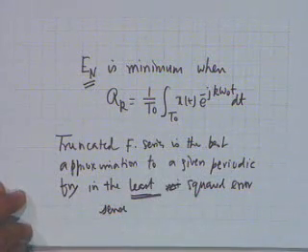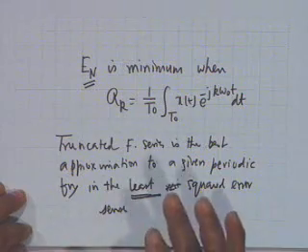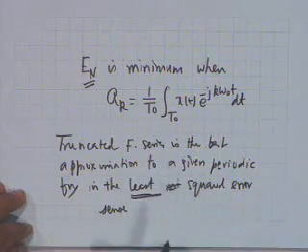Truncated Fourier series is the best approximation, and this is one of the reasons why, you remember, Lord Kelvin said about Fourier series that it is a piece of mathematical poetry. Fourier did not anticipate that this would be so. It was proved later that it is indeed the best approximation in the least squared error sense.